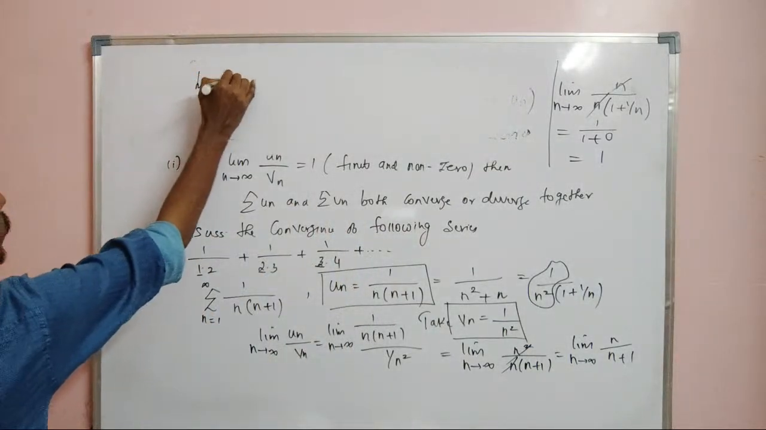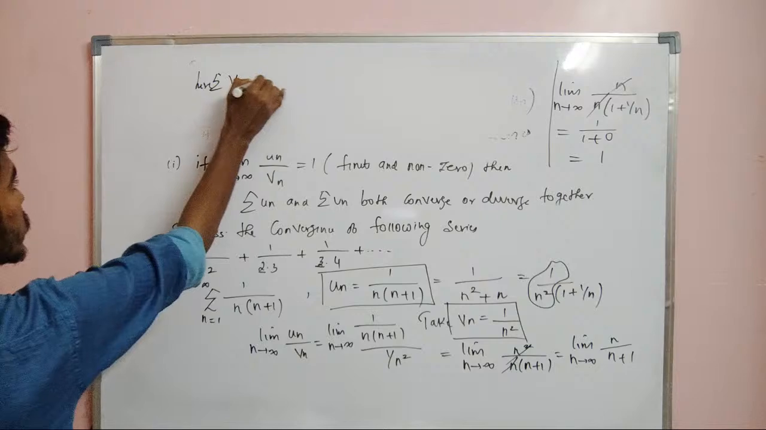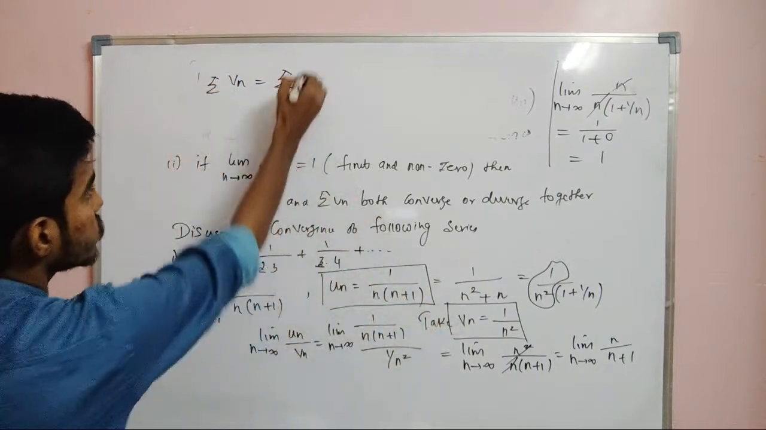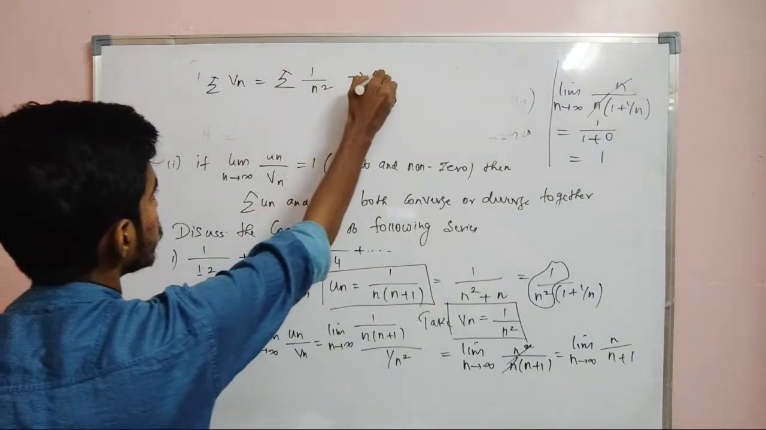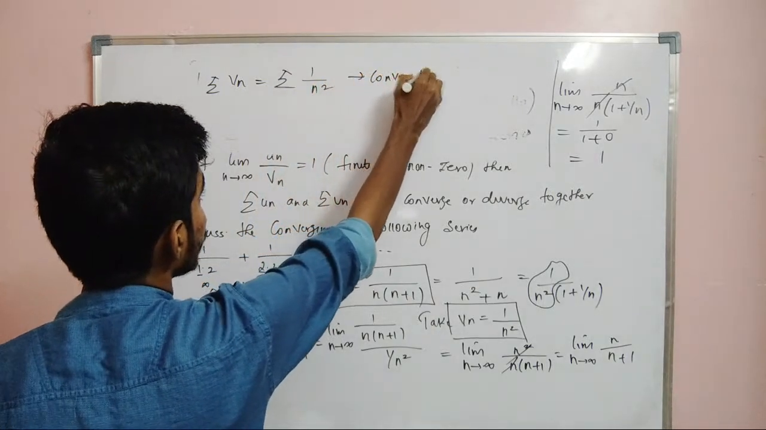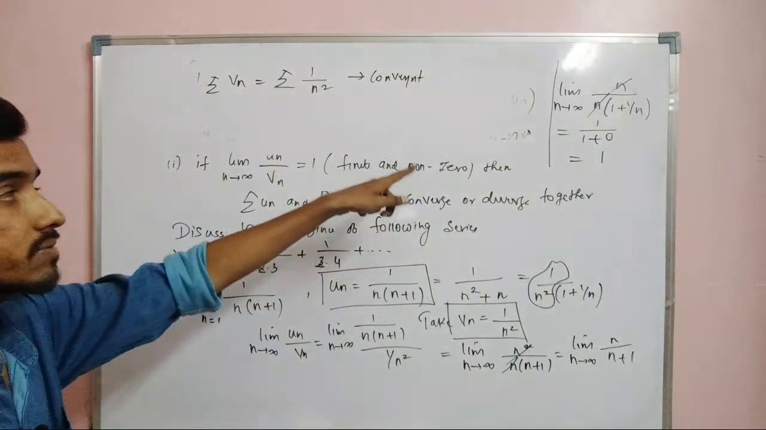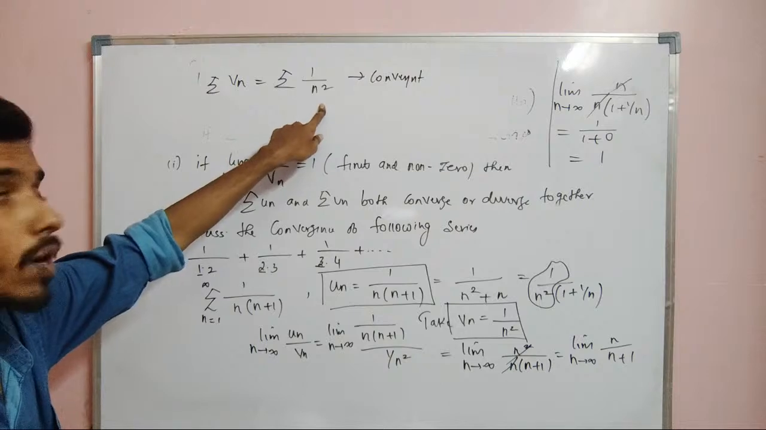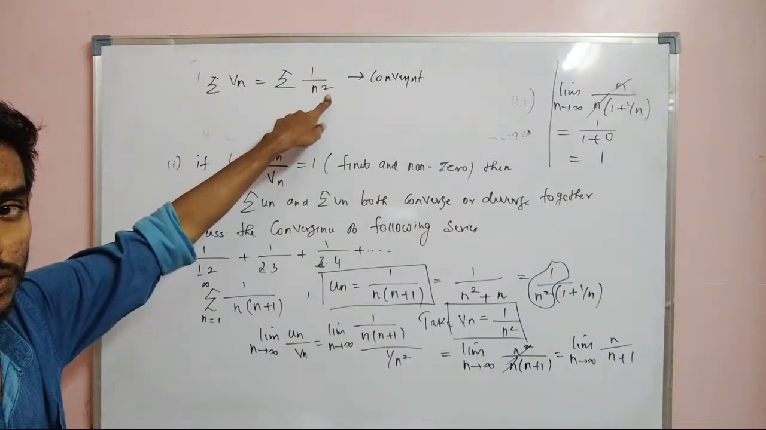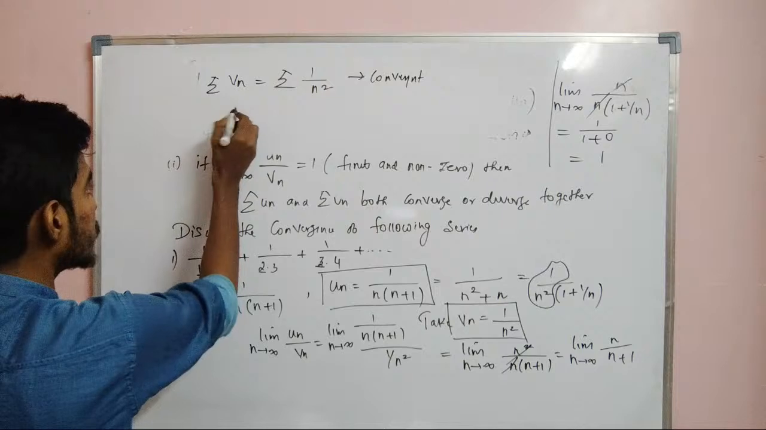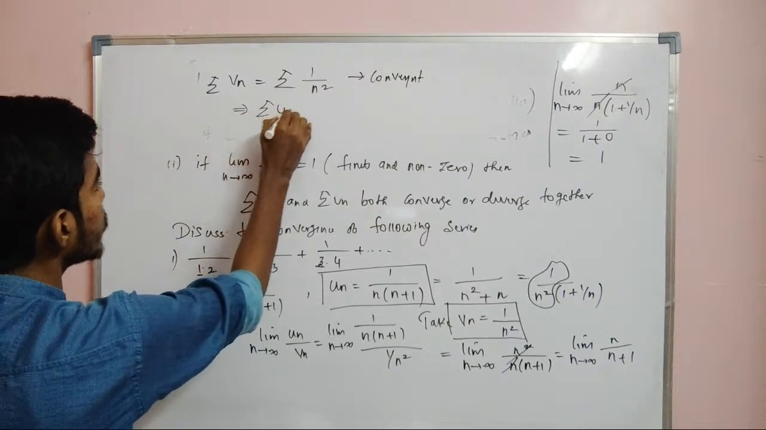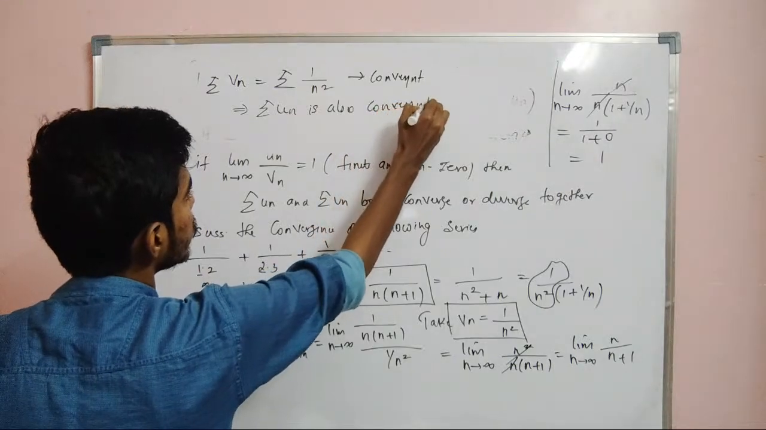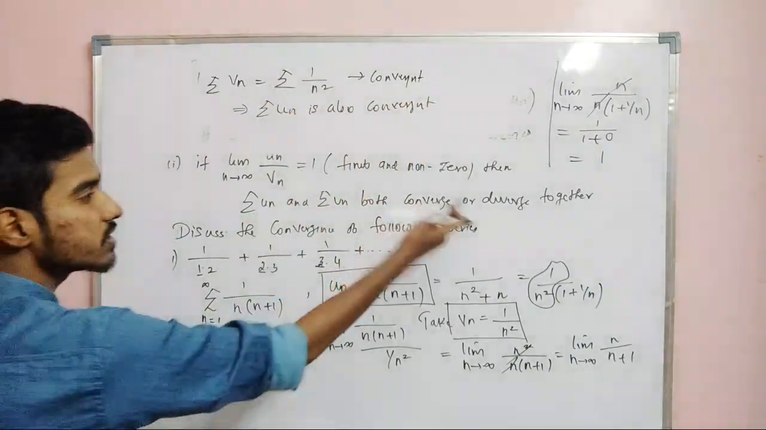Here, summation Vn, we have taken Vn to be 1 by n square, which is convergent. Why? Because just now we have seen the harmonic series, summation 1 by n power p is convergent if p is strictly greater than 1. So here p is equal to 2, therefore it is convergent. So since summation Vn is convergent, summation Un is also convergent. Why? Because by comparison test, both Un and Vn converge or diverge together.